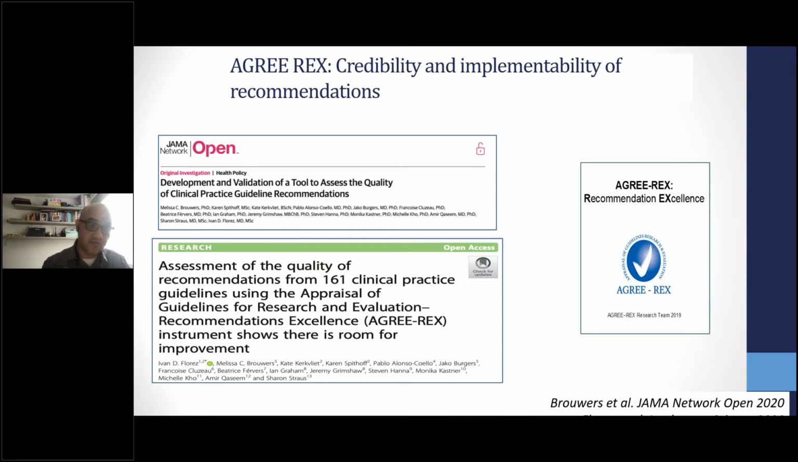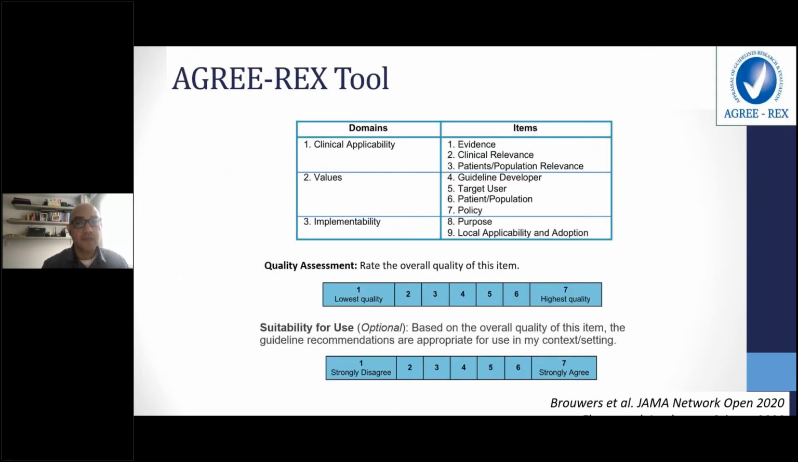And in the second publication, which is in Implementation Science, we published the final scores of 161 guidelines that we used to do the validity and reliability study of the AGREE-REX, which is published in Implementation Science, as I told you. Next, please. So we created this tool very similar to AGREE II.